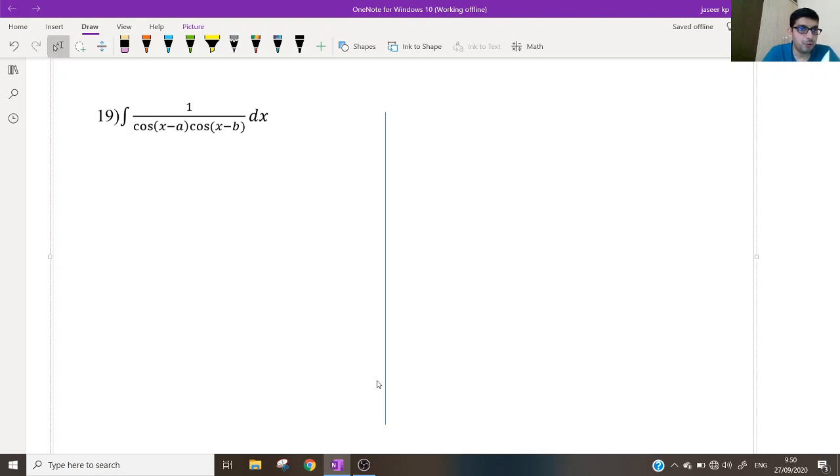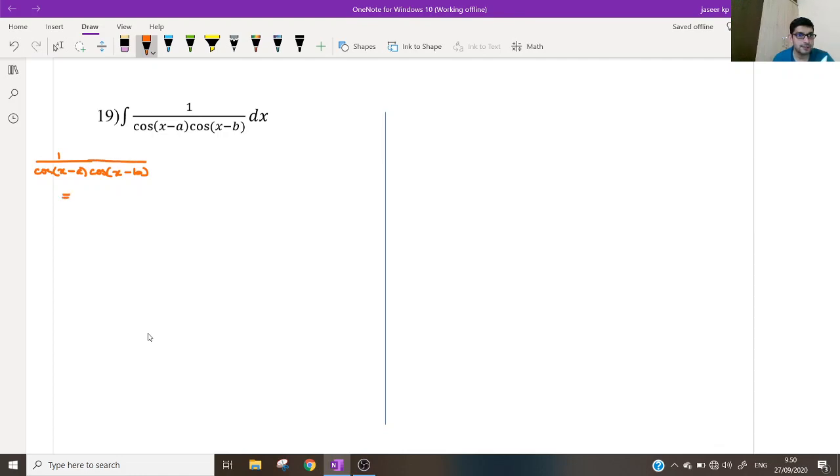Now to the last problem. Integral 1 by cos x minus a into cos x minus b. So let us simplify this expression first. So 1 by cos x minus a into cos x minus b.